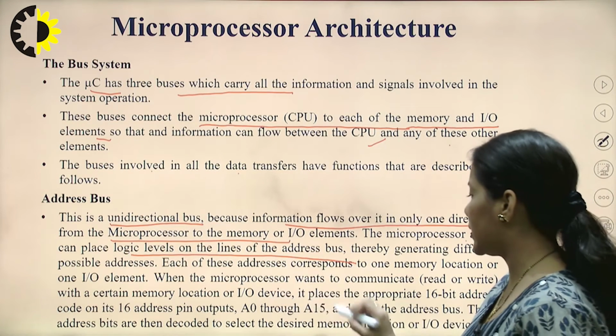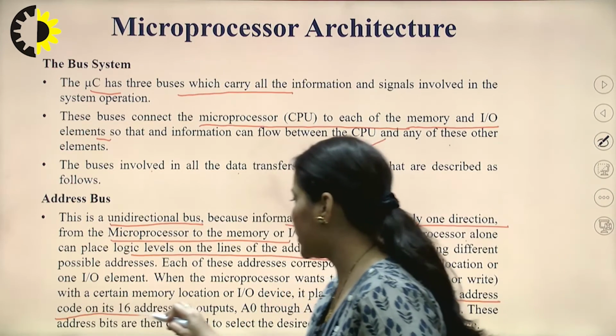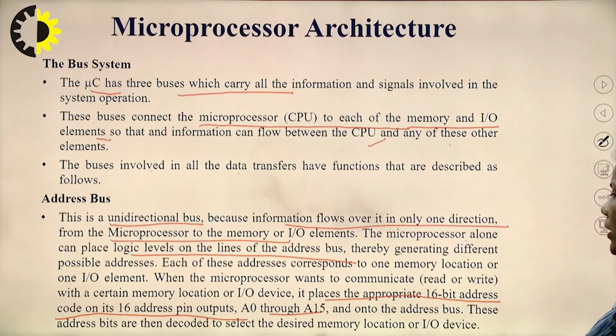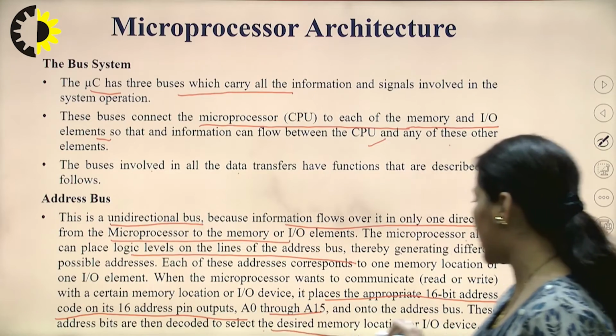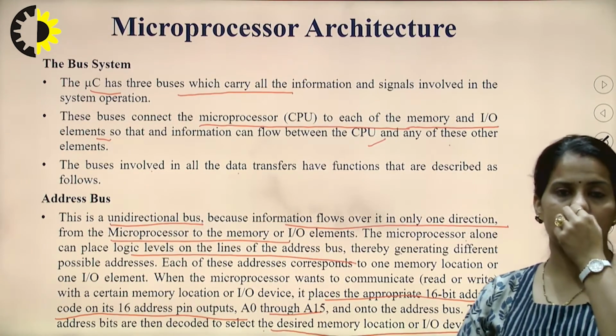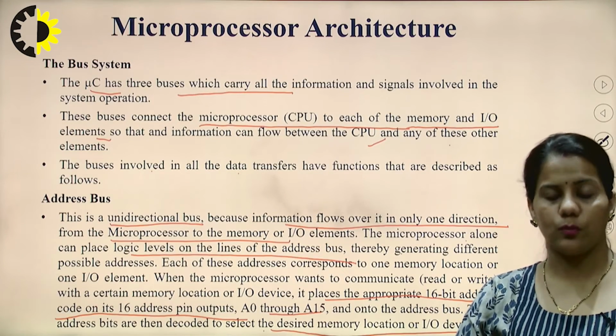So what it is saying is that it places the appropriate 16-bit address code on its 16-bit address pinouts A0 to A15 and onto the address bus. These address bits are then decoded to select the desired memory location or the input-output device. In this way, address decoding is done to select any of the memory locations or the input-output ports.